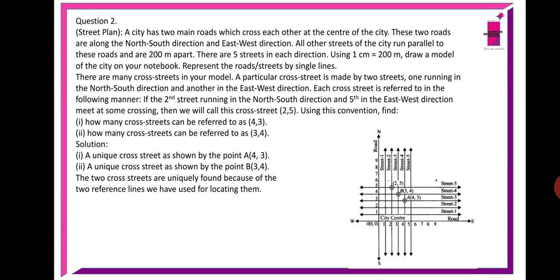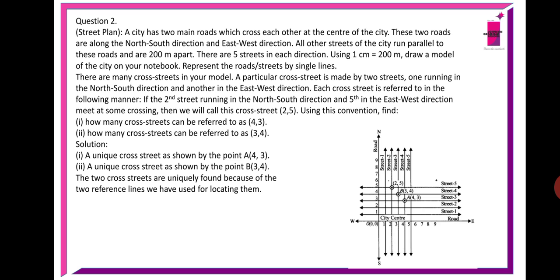The street plan. In this question, a city has two main roads which cross each other at the center of the city. These two roads are along the north-south direction and east-west direction. All other streets of the city run parallel to these roads and are 200 meters apart. There are 5 streets in each direction. Using 1 centimeter equal to 200 meters, draw a model of the city in your notebook. Represent the streets by single lines.